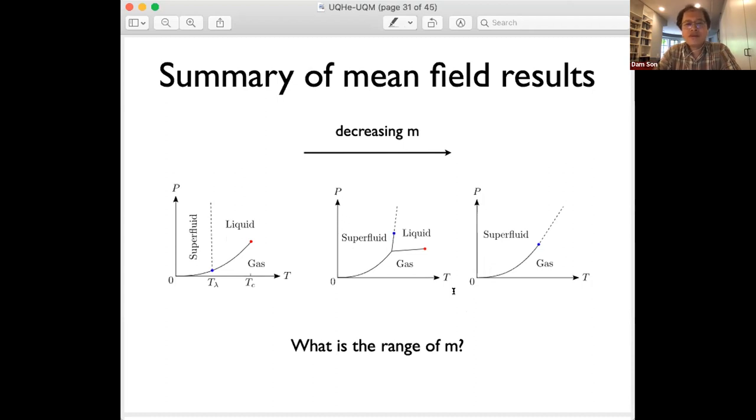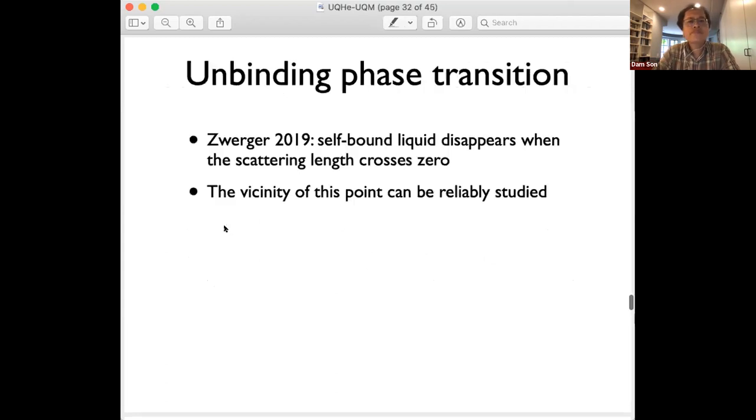Let me give you an argument saying that this transformation happened in a rather narrow range of the mass of the helium nucleus. The reason is that we know there is something we can call the unbinding phase transition. The unbinding phase transition happens when the liquid state is no longer stable at zero pressure. There is no self-bound liquid at zero pressure.